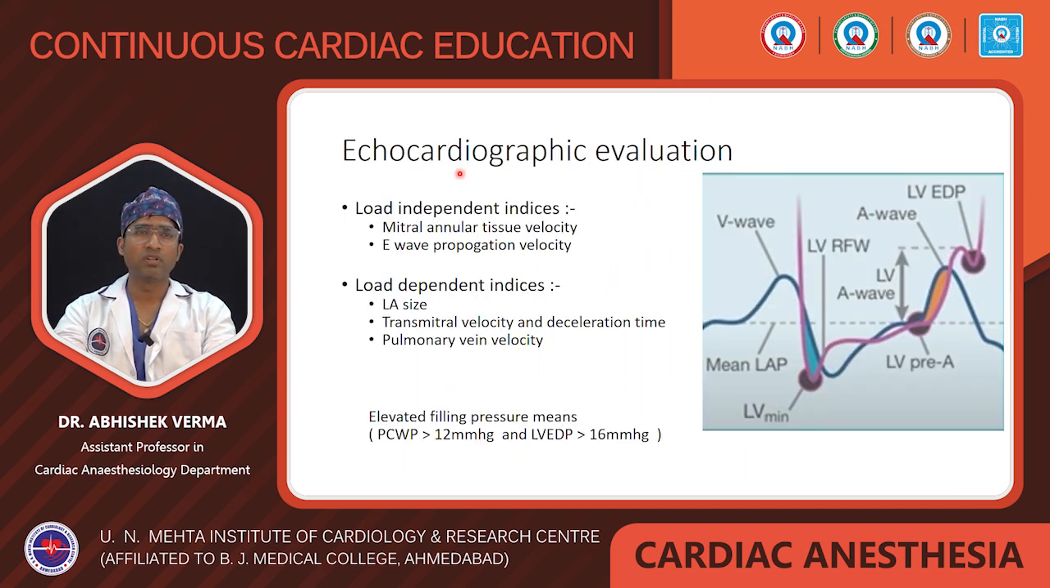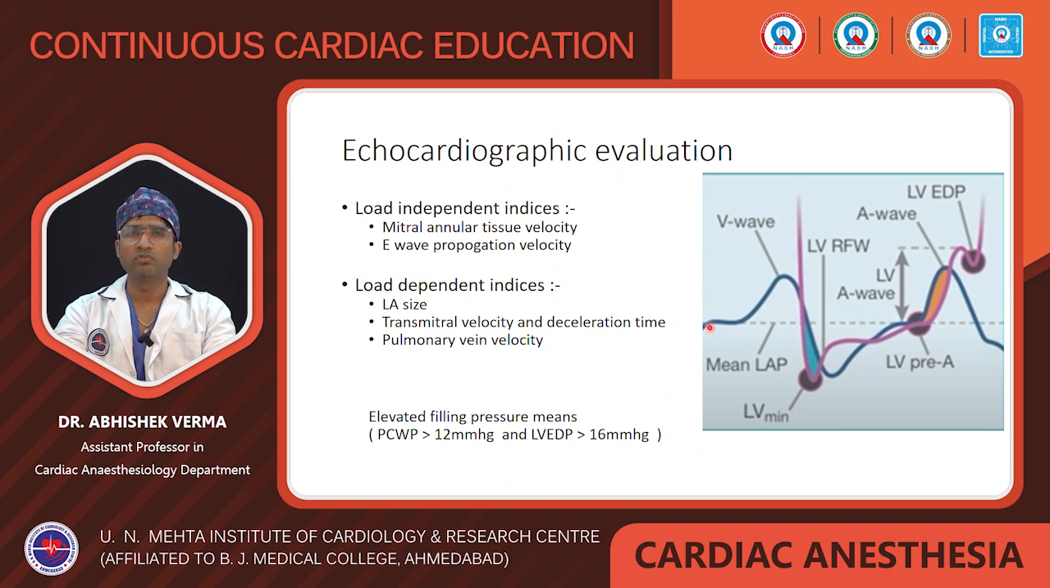Now we discuss the echocardiographic evaluation of diastolic dysfunction. You should know that there are some load independent indices and some load dependent indices. Our main focus is on the load independent indices like mitral annular tissue velocity and E wave propagation velocity. In the load dependent group, we see LA size, transmitral velocity and deceleration time, and pulmonary vein velocity.